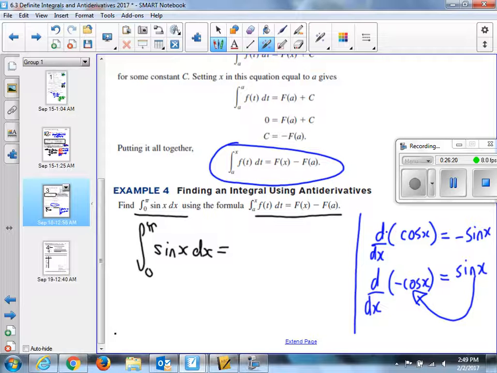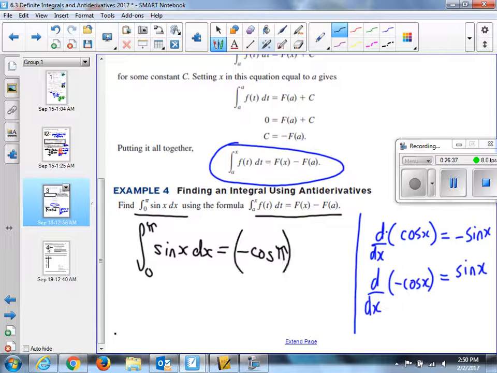You guys follow me on that? So the antiderivative, okay. So in this case, it would be the antiderivative negative cos of x. Oh, not of x though. Of pi in this case. So that's the F of x kind of thing. Minus the F of a. Well, in this case, it'd be the antiderivative, so negative cos of x, not x, cos of 0. Should have said. That's all this is telling you.